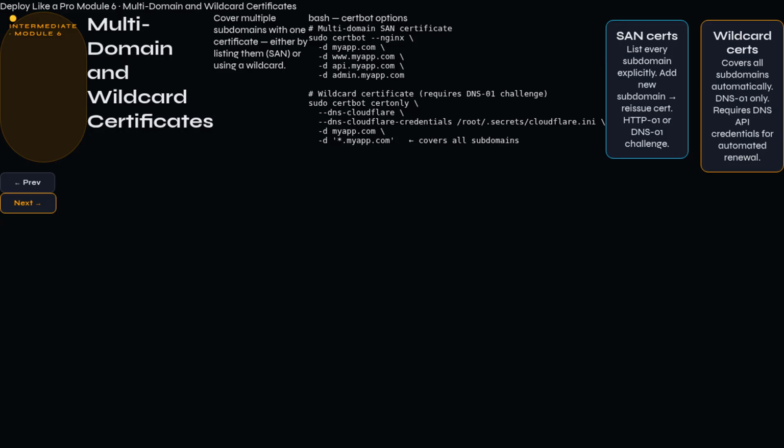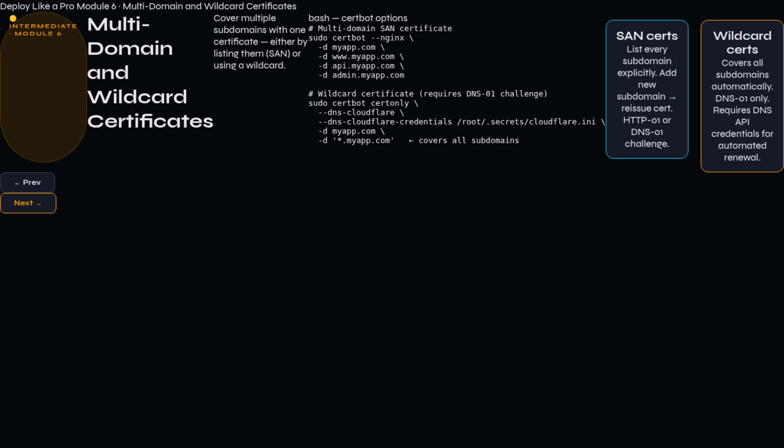Option 2, multi-domain certificate with SANs. One certificate, with multiple domains listed in the Subject Alternative Names. Certbot can issue this. certbot --nginx -d myapp.com -d www.myapp.com -d api.myapp.com. The -d flag can be repeated for each domain.